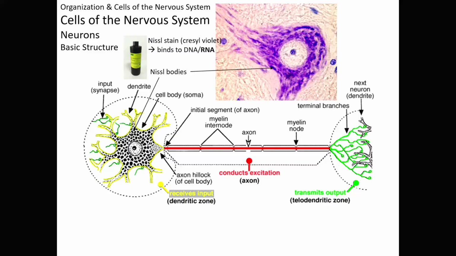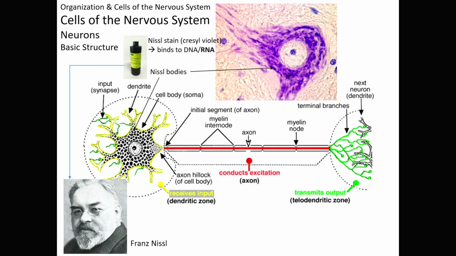Now, Nissl stain is called Nissl stain because it was developed by Franz Nissl. He was an early neurological histologist trying to study nervous tissue at the microscopic level. And he basically developed this Nissl stain, the use of this cresyl violet, to be able to visualize these structures.